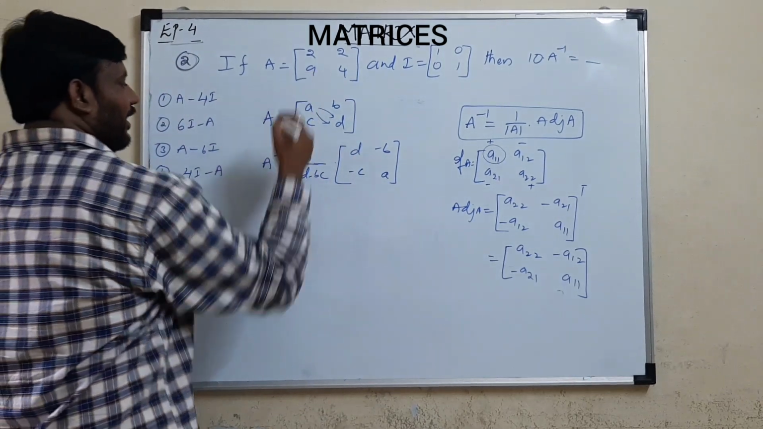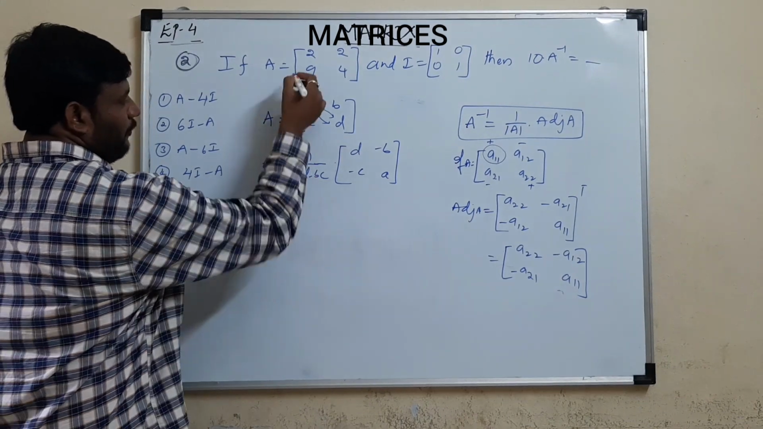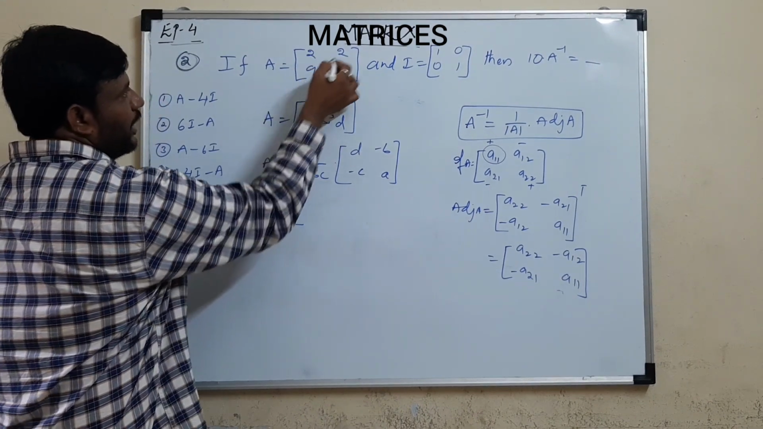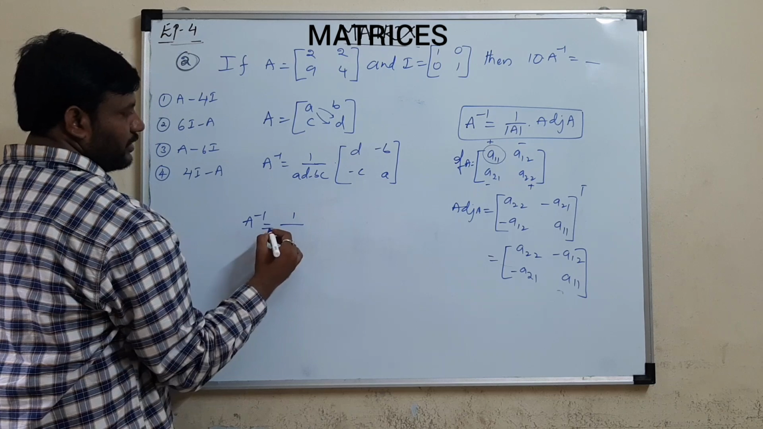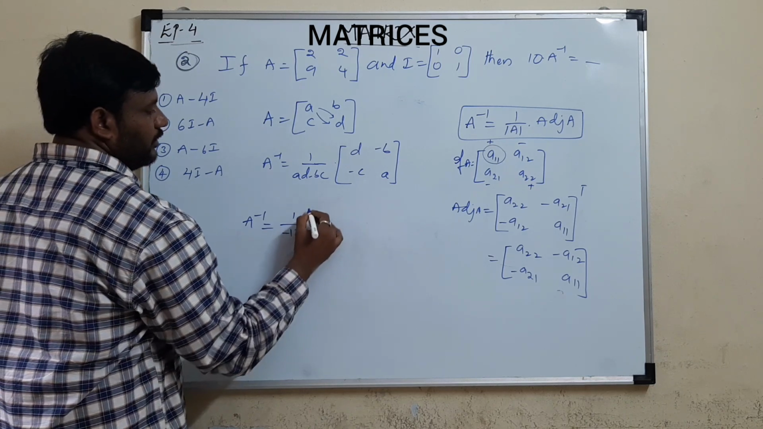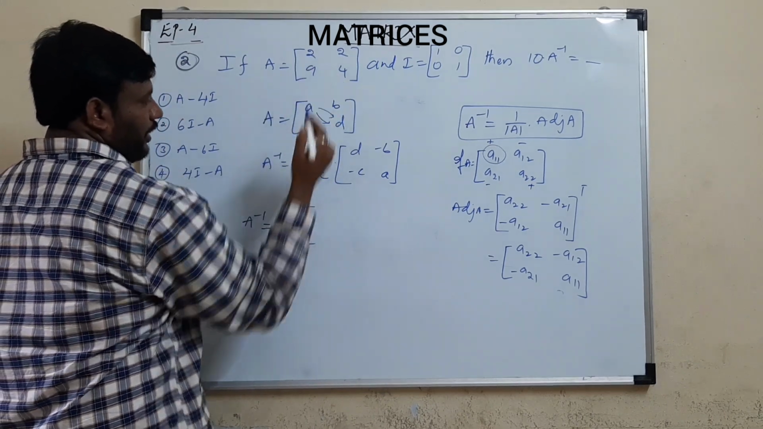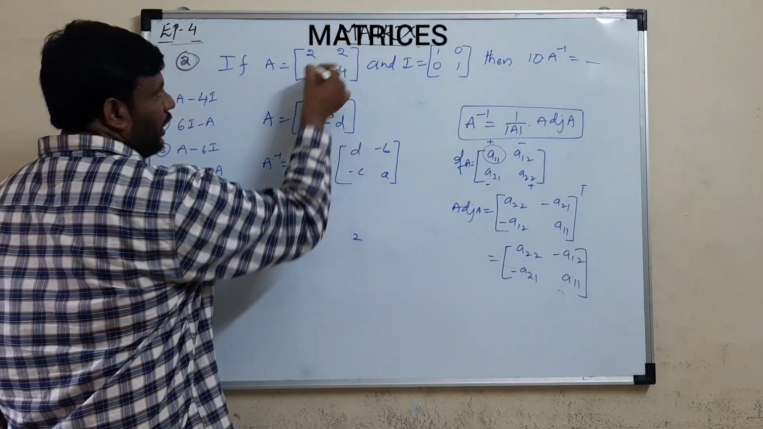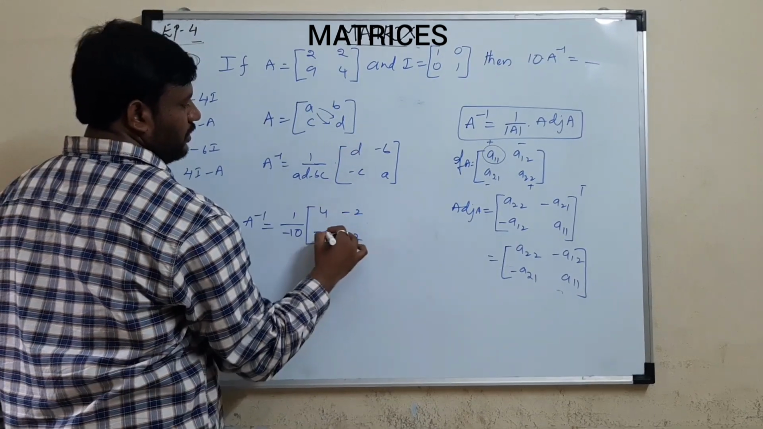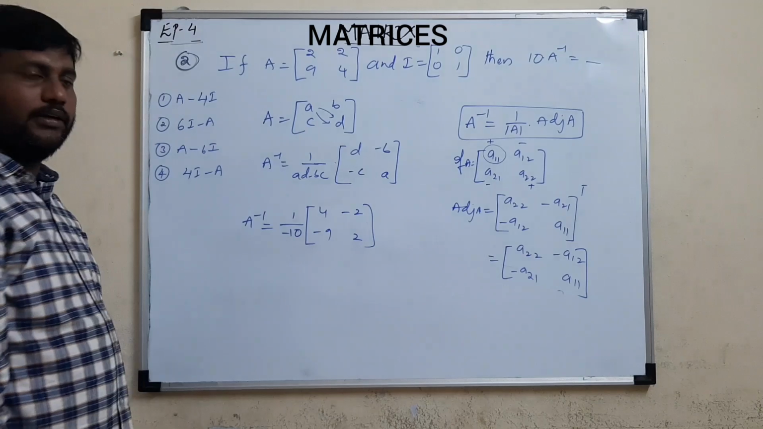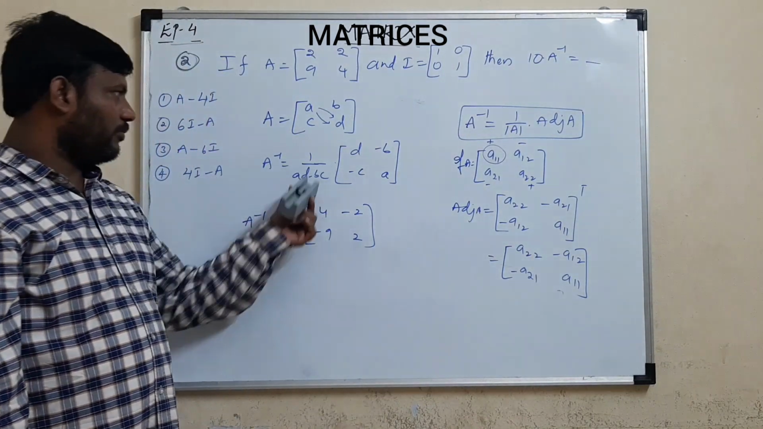With this formula, finding A inverse for this matrix is also easy. 1 by (AD minus BC): 2 fours are 8, 9 twos are 18, 8 minus 18 is minus 10. And interchange to 4, 2, and put the opposite sign for the others. You got the A inverse directly. Okay, students? This is a formula you can use, guys.